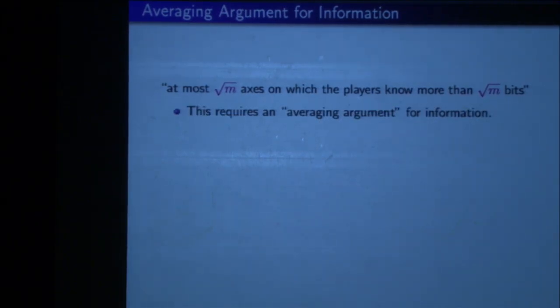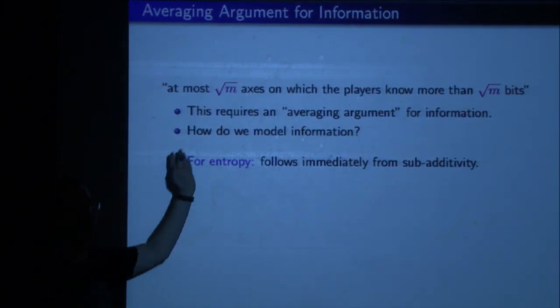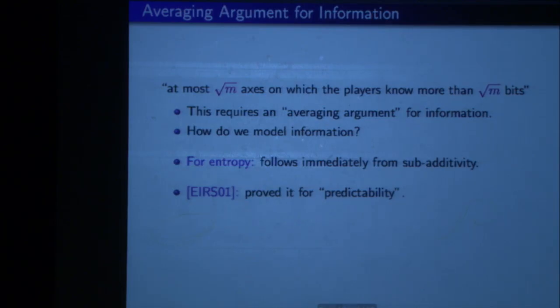So it requires some averaging argument for information, and the question is, what do we mean by information, or how do we model information? If we were modeling information by entropy, then this averaging argument was easy. It was just subadditivity of entropy. But we are not modeling using entropy.